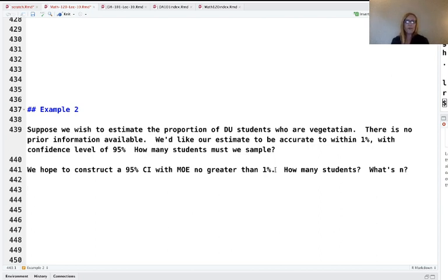Okay. The work itself is going to be really similar to what we did before. There's only one little tweak here. Since we don't have a prior estimate, we're going to use p hat equals 0.5. The worst case scenario. Since we don't have any idea what the proportion of vegetarians is, let's use 0.5. That's going to give us the biggest possible margin of error. So we know for sure we're not going to mess up.